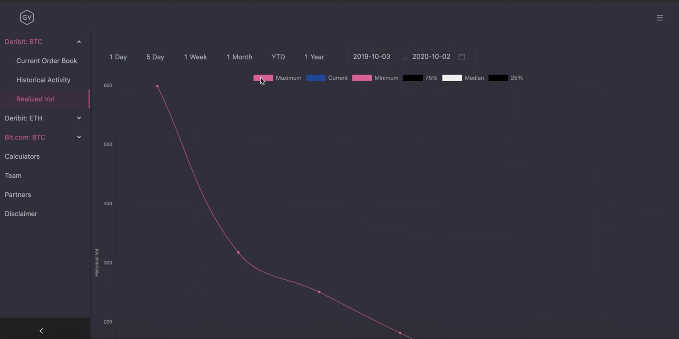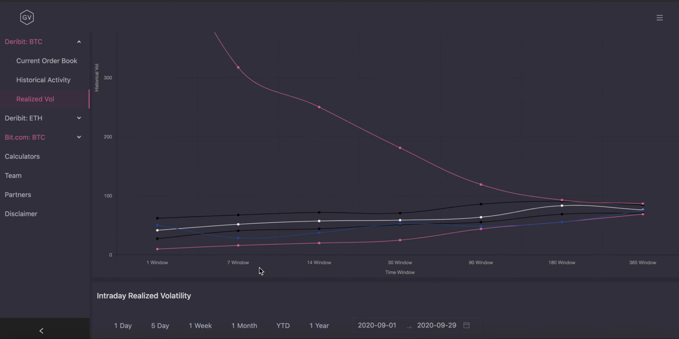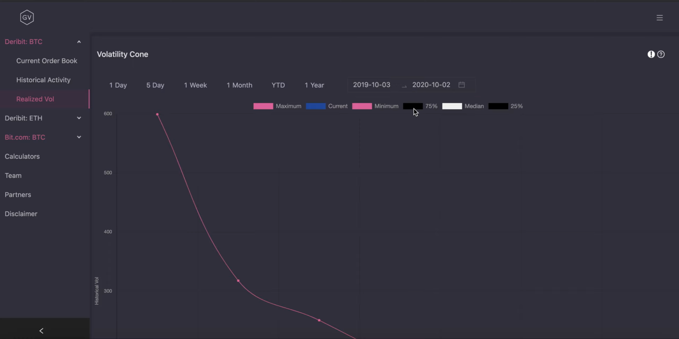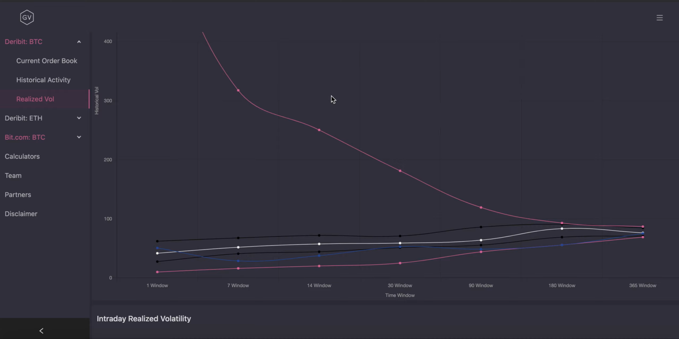And what we can see is the maximum and minimum realized vol for all these different windows, whether it's 1 day, 7 day, 30-day window, 90-day, 1 year window, and so on. The upper 75th percentile, the lower 25th, the median in white, and where we currently are in blue. So right now we're looking at Bitcoin realized vol over the past year, and it gives us a good idea of the range that realized vol can take.